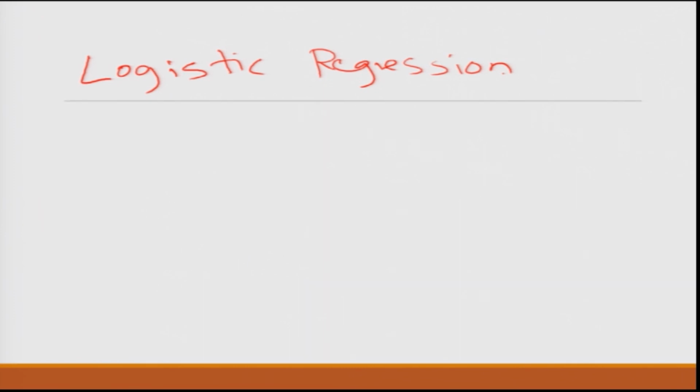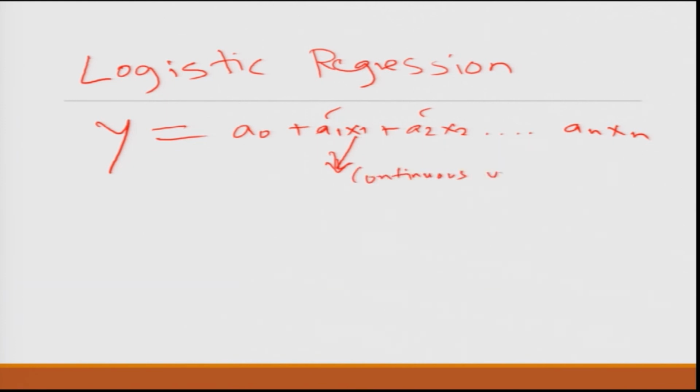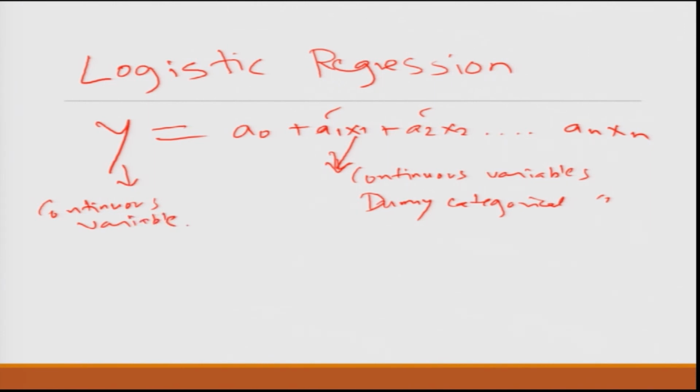So logistic regression: your linear regression was nothing but a0 plus a1 x1 plus a2 x2 up to an xn, where these x1s could be either continuous variables or dummy categorical variables, and y was a continuous variable. What if I want y to be a discrete variable or rather a categorical variable? I want finally the answer to come as something like a 0 or 1.